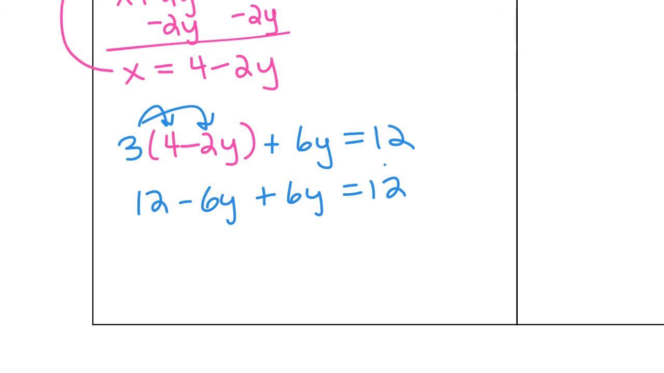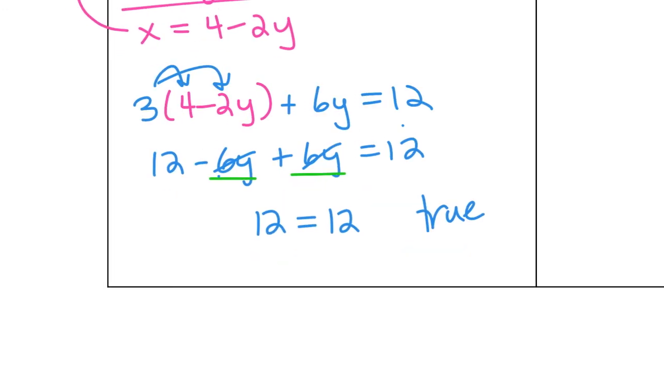Combine our like terms. So the second one and the third one both have y, so we can put those together. But for us, we have negative 6 plus 6. That's just 0, so they cancel each other out. And all that I'm left with is 12 equals 12. So that is a true statement, right? 12 does equal 12. So when that happens, that means that this system has infinitely many solutions.